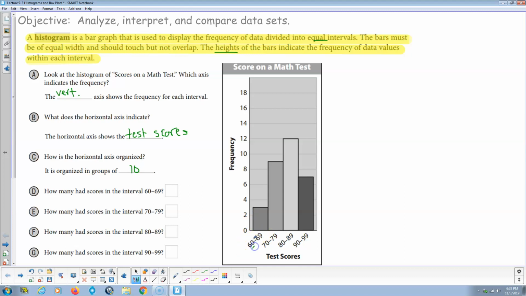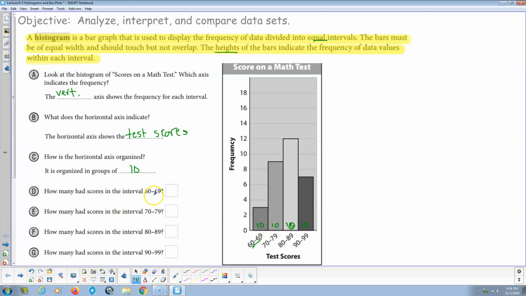Including the 60, so 60 is 0, plus 1, 2, 3, 4, 5, 6, 7, 8, 9, that's 10 items. So that's a width of 10. This one's a width of 10, this one's a width of 10, this one's a width of 10. They're all widths of 10. So they're equal interval widths.